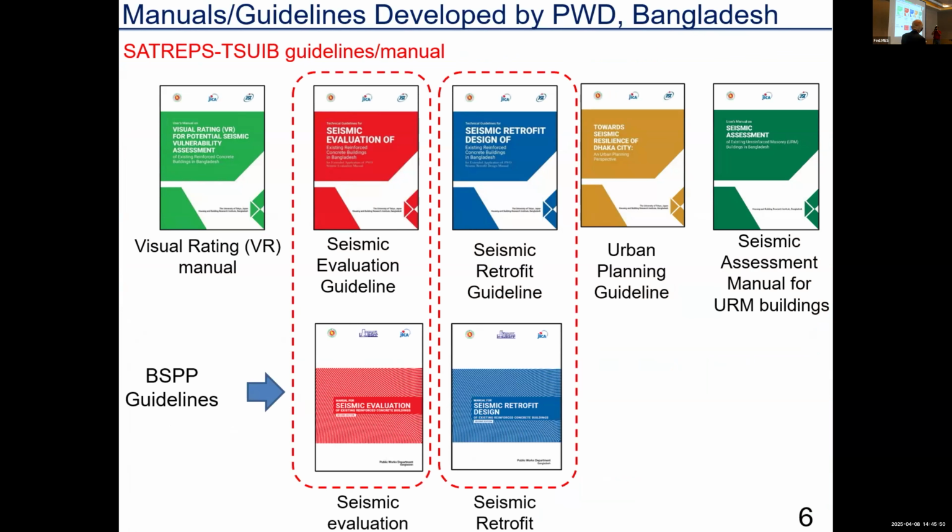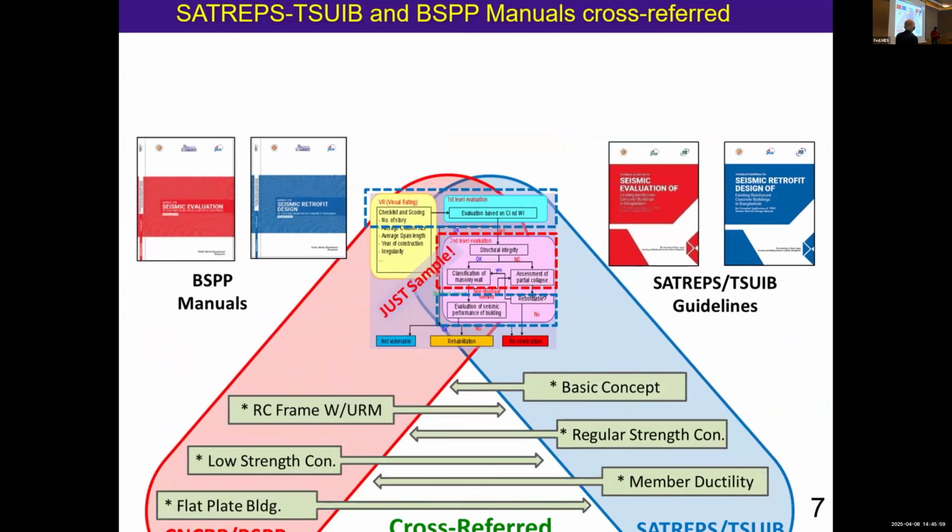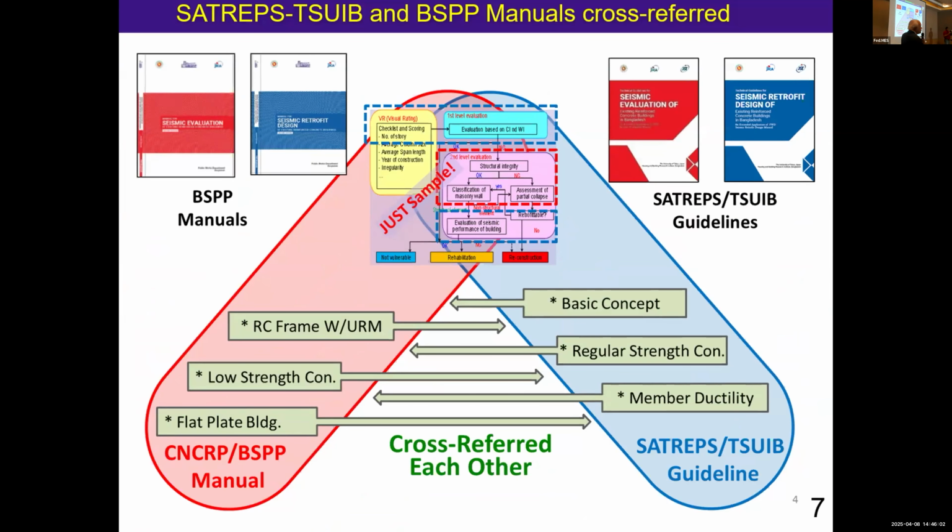I told you earlier that the research manuals supplement the original manual. The limitations of our original manual were that RC frame buildings with masonry infill were not covered. Therefore, we had to do some research. And for lower strength concrete, the methods we were customizing for our country came from the original Japanese standard, where low strength is not covered. So therefore, we had to carry out some research.